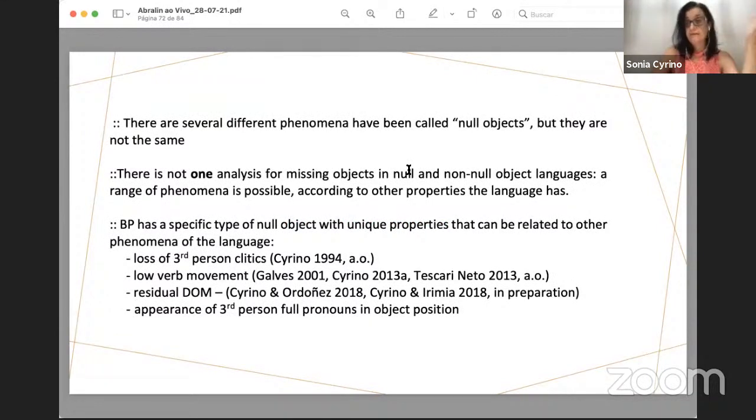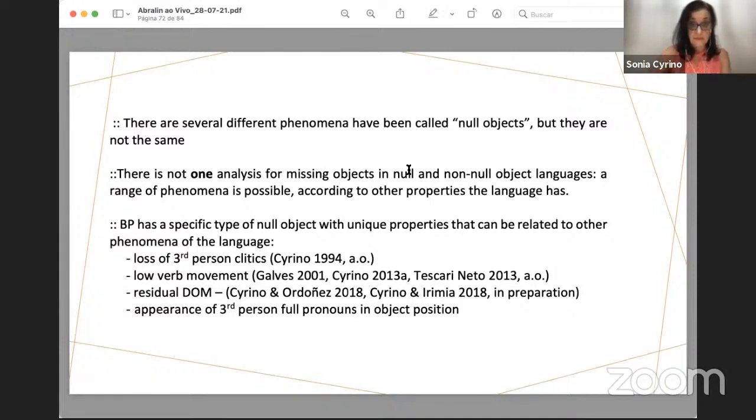So as the conclusion, I have 5 minutes. There are several different phenomena that have been called null objects or missing objects or object gaps, but they are not the same. There's not one analysis for all the possibilities of missing objects in null and non-null object languages. There's a range of phenomena according to the properties that the language has.